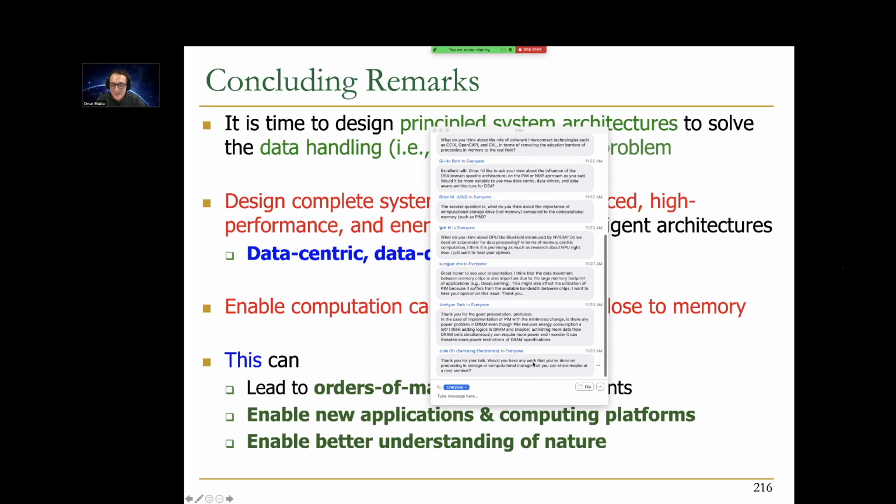Okay, would you have any work that you have done on processing in storage or computational storage that you can share maybe at the next seminar? That's a good question. Thank you for asking it. We are doing some work at this point. Unfortunately, we don't have anything that we published. It's all in progress. When it's complete, I'm certainly happy to share it in a seminar. Maybe it won't be exactly the next seminar, depending on when you envision the next seminar to be. But I'm happy to share it. And there are some interesting directions here, for sure.